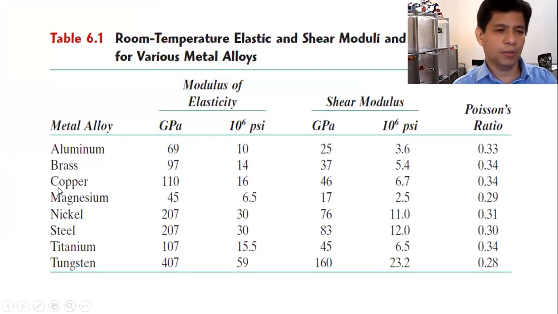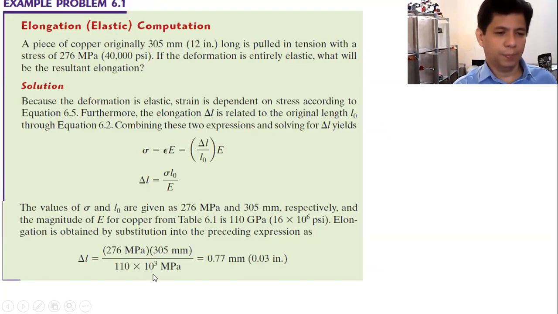So let's go to the table. So hanapin natin yung copper. So the modulus of elasticity is 110 gigapascal. So, pag kinonvert natin sa megapascal, multiply lang natin ng 1,000. Ito yon. Ano? So, just try to use your calculator and confirm that the result is 0.77 millimeter. Itong megapascal, magka-cancel out dun sa megapascal na dalawa. Ano? Magka-cancel out yan. So, ang magiging unit, as you can see, it would be in millimeter. So, just try to solve that equation. Ano? 276 times 305 divided by 110.